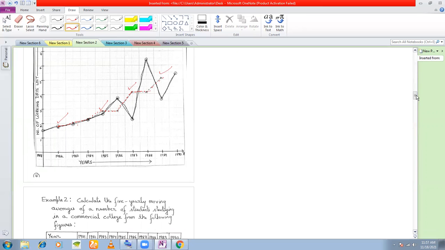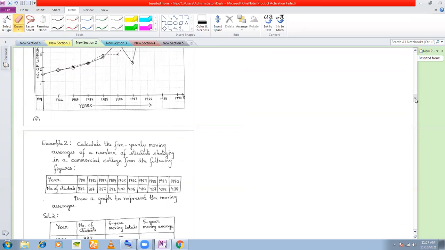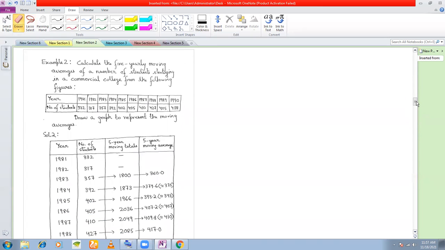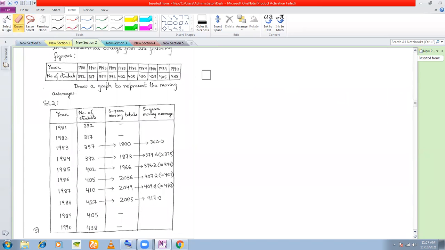Yes, sir. So that is how we measure the trend by the moving averages method. Now here you have the 5-yearly moving average. Exactly in the same manner, we shall proceed. What are we going to do here? First column will be for the years, next column will be for the number of students, and third column will be for 5-year moving totals.